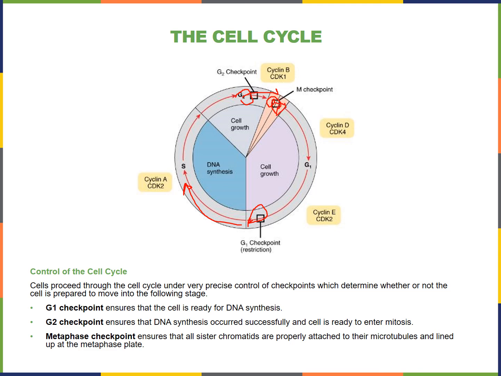So the G1 checkpoint ensures that the cell is ready for DNA synthesis. This is on here. The G2 checkpoint ensures that the DNA synthesis occurs successfully and the cell is ready to enter mitosis. And the metaphase checkpoint here in the middle. You remember meta from the middle. It ensures that all sister chromatids are properly attached to their microtubules and line up in the metaphase plane.